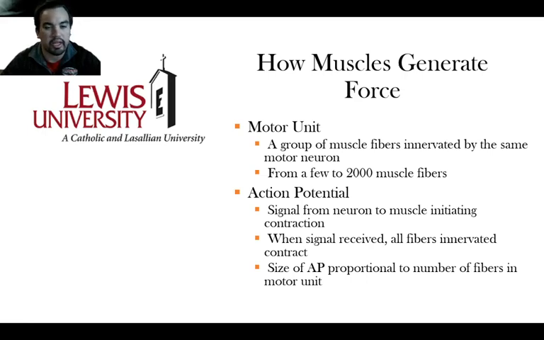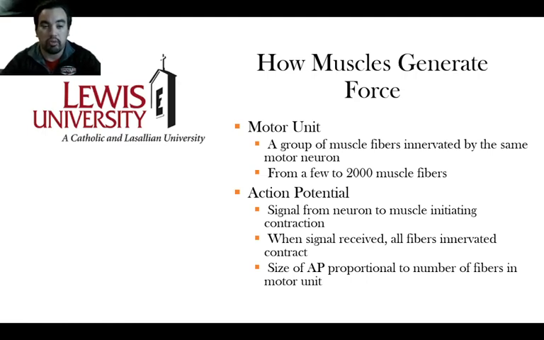If a motor unit activates just a few muscle fibers versus 2,000, I'm definitely going to get much more force out of 2,000 muscle fibers than I will from just a few. So then you have an action potential, which is what we call the signal from the neuron to the muscle initiating a contraction. Once the muscle receives an action potential from the neuron, that's when you start to get that contraction.